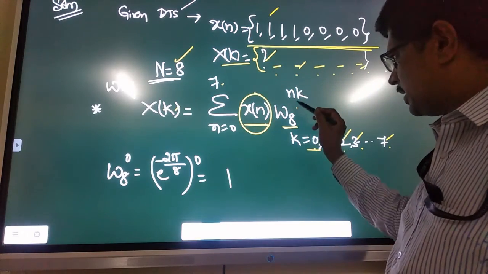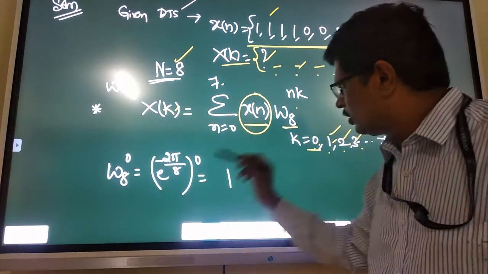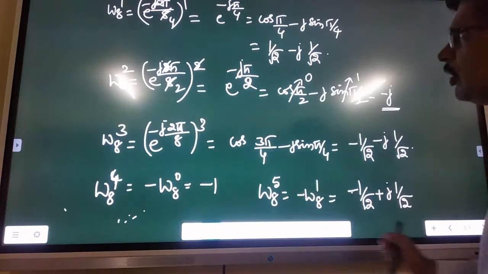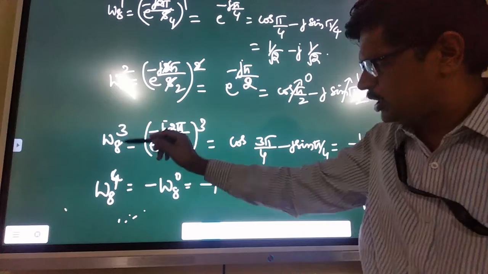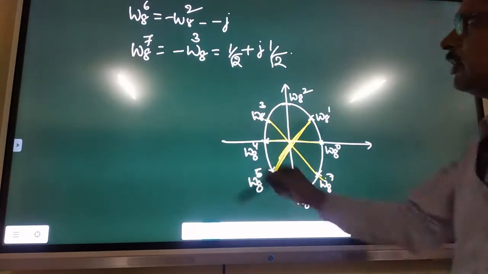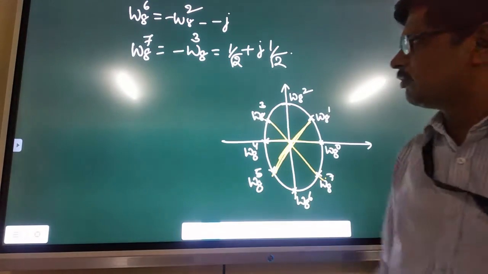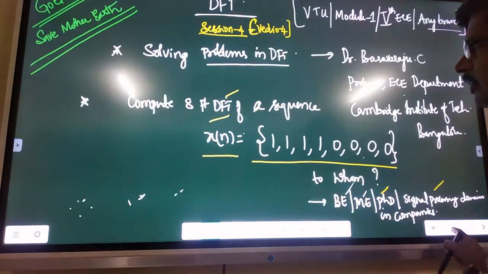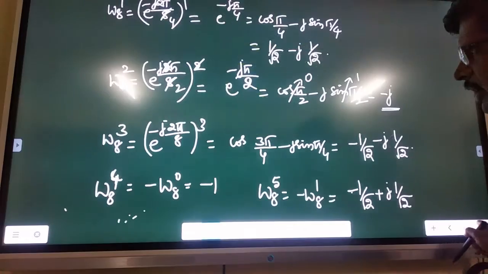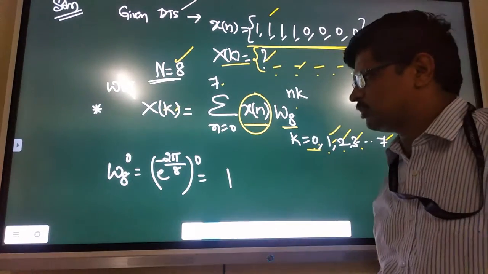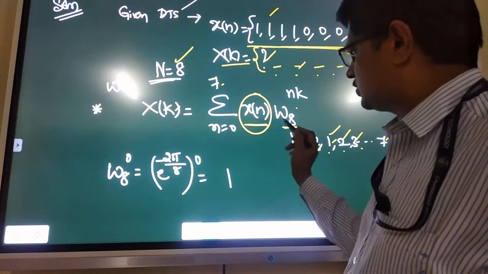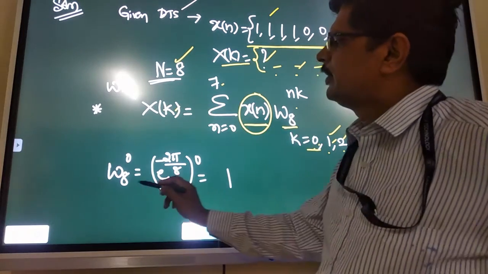What is omega 8 power nk? Omega 8 power 0, omega 8 power 1, omega 8 power 2, 3, 4, 5, 6, 7, all these twiddle factors, I need all these values. How to calculate these twiddle factors? It is very, very easy. First we should calculate, to expand this formula.